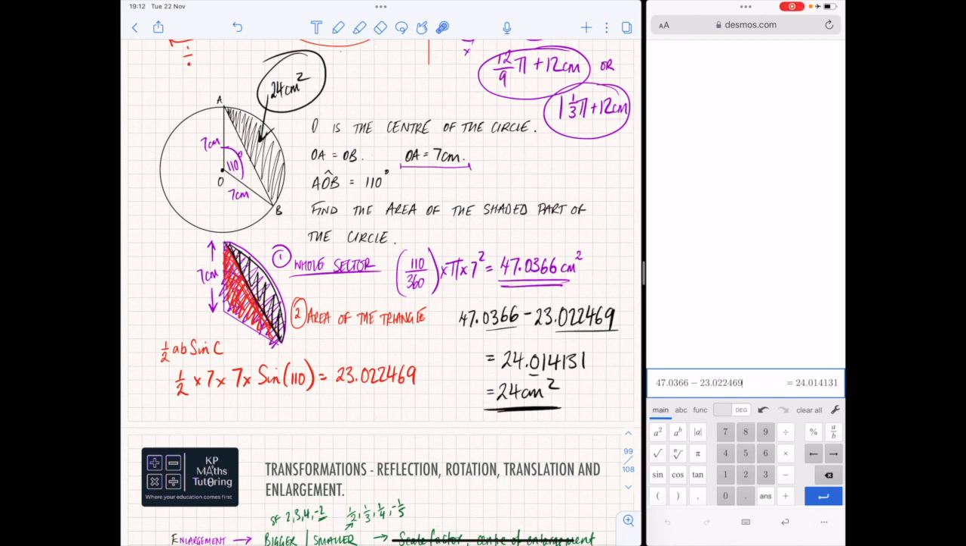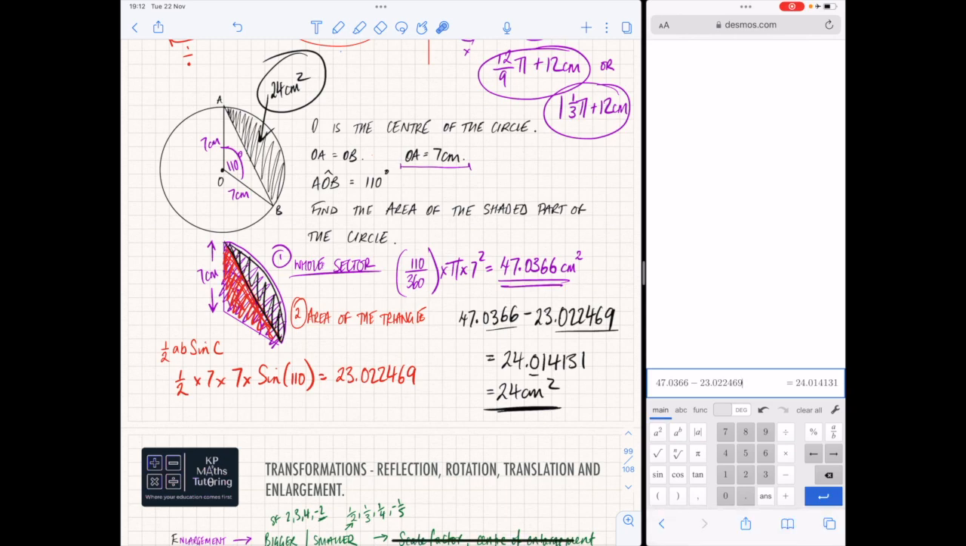The tricky bit about that question is you need to first of all identify that that is a sector. If I get rid of this bit here, that becomes a sector. So the whole thing you can work out. And then you need to understand this half AB sin C. As I say, I'll put a link to this in the description, but you need to make sure you're happy and you understand how to do half AB sin C as well.